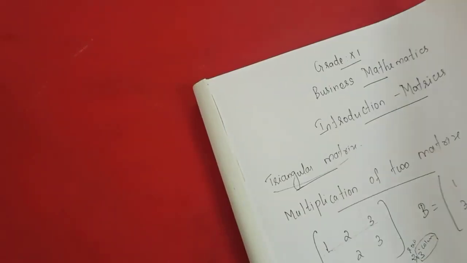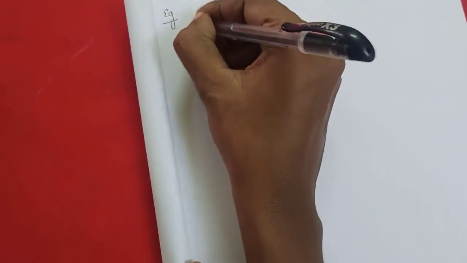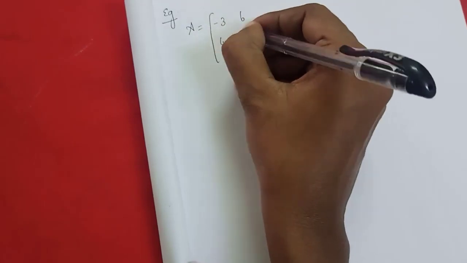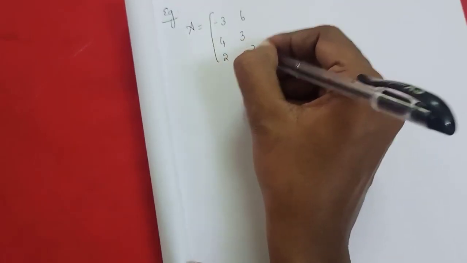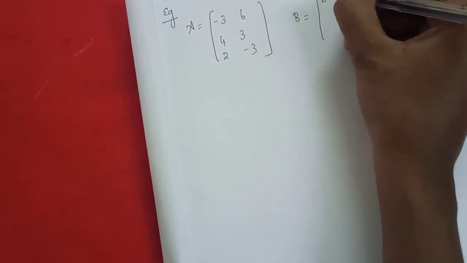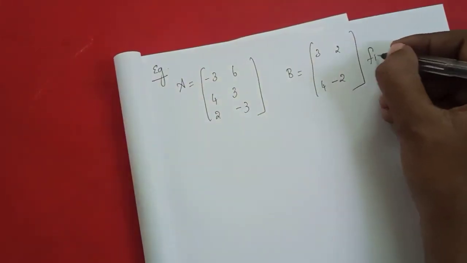I will give one more example for you, then only you will get some more knowledge. Another one: A equal to minus 3, 6, 4, 3, 2, minus 3. B equal to 3, 2, 4, minus 2. Okay, we need to find A cross B.